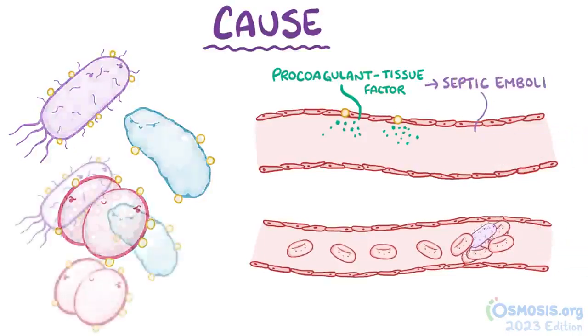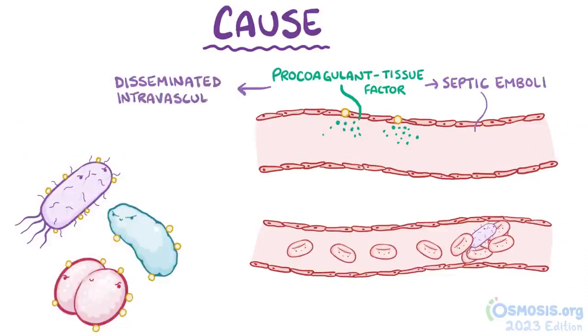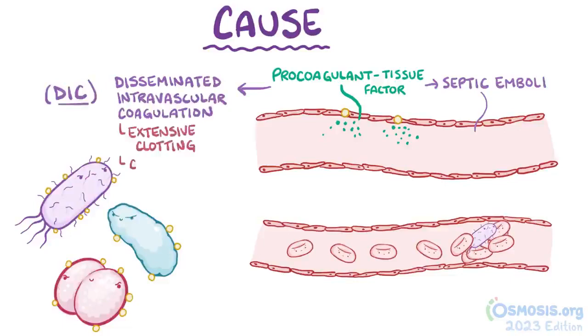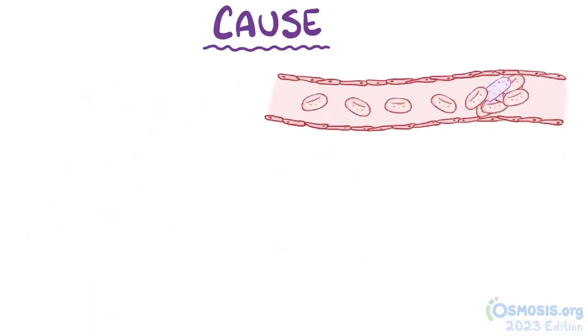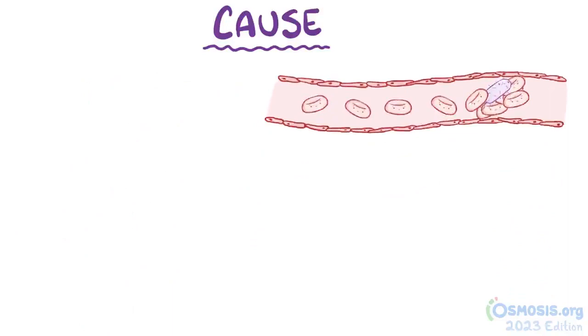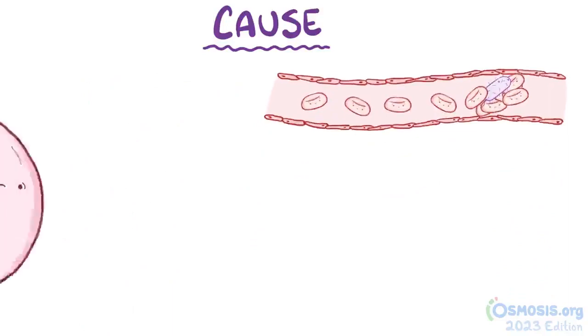The procoagulants also trigger disseminated intravascular coagulation, or DIC, which is when there's extensive clotting in blood vessels throughout the body, and it quickly consumes platelets and clotting factors. Without enough platelets circulating in the blood, other parts of the body start to bleed with even the slightest damage to the blood vessel walls.